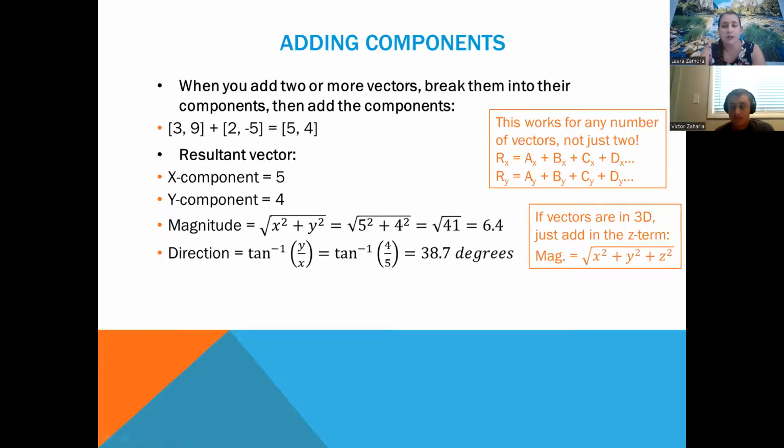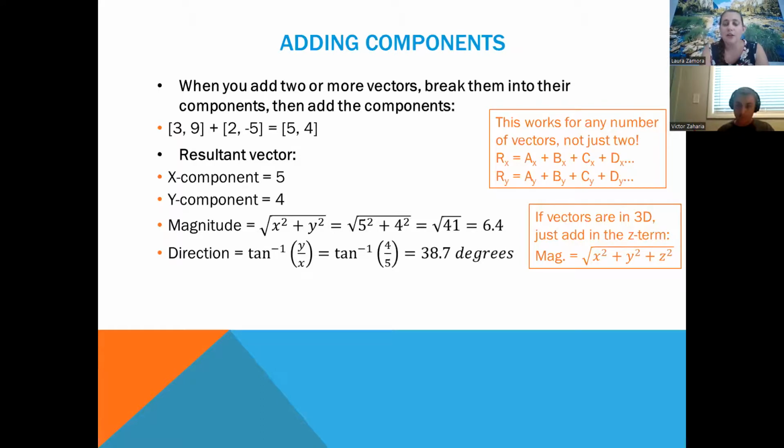Now we can do this process for any number of vectors that we have. I mean, it gets a little bit tedious, but it's the same process. So just add together all of the x components separately. That will give you your resultant x component. Add together all of the y components separately. That will give you the y component of the resultant vector. So remember, we can always add x's with x's and y's with y's. We cannot add x's to y's. We've got to keep them separate.